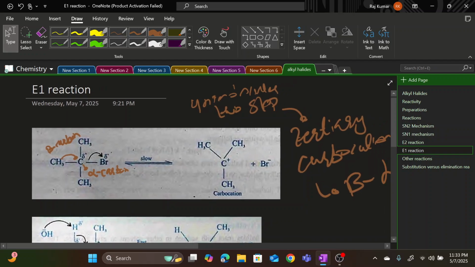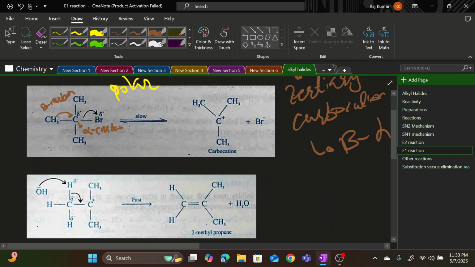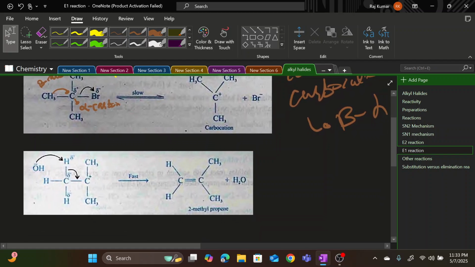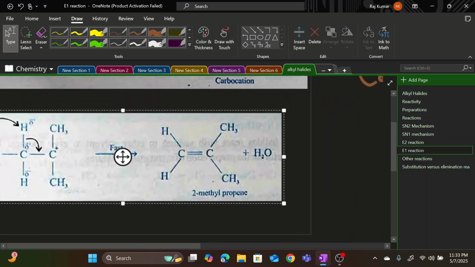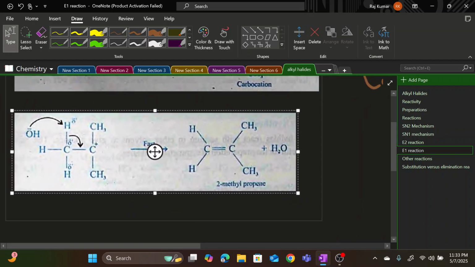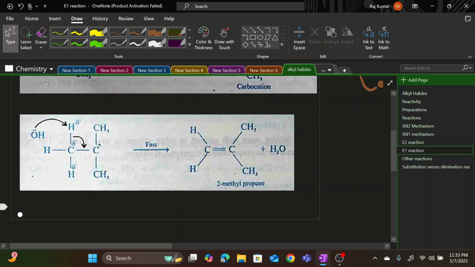Let's take the E1 reaction. The E1 reaction is favored in a polar solvent, and the first step is slow, a reversible, rate determining step, in which a carbocation and a bromide ion are formed. Then OH comes from the back side and attacks the beta hydrogen, and that basically causes elimination.